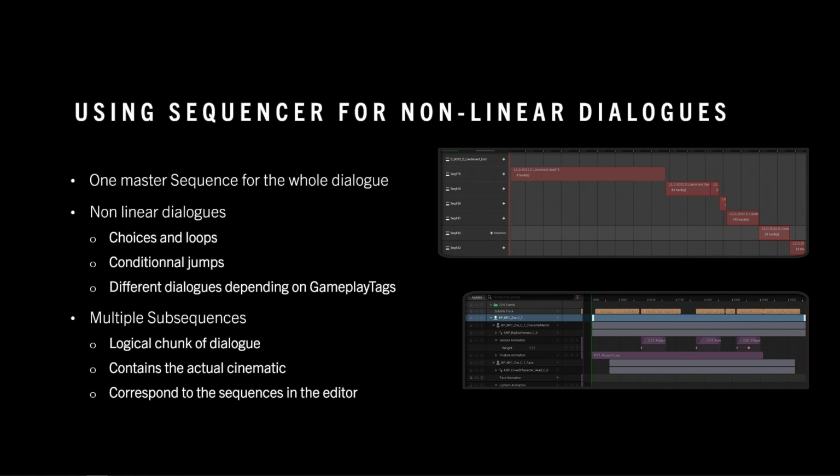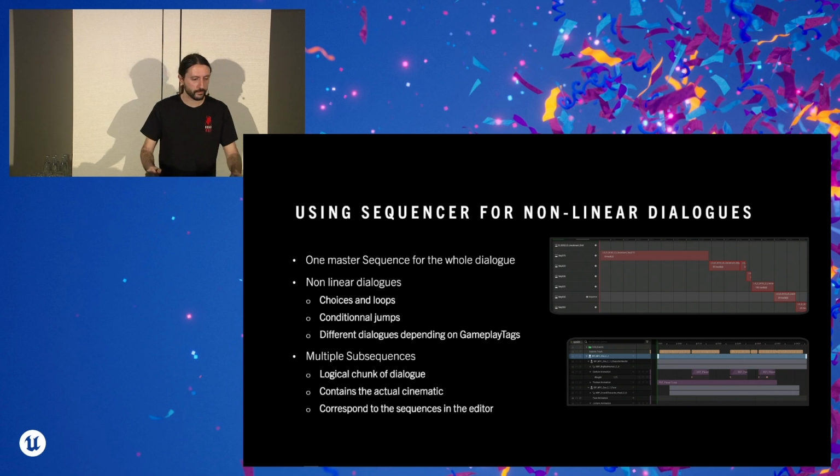So what we did is we made one big sequence for the whole dialogue that we call the master sequence. And then inside of it, we create subsequences. And these subsequences correspond one-to-one to the sequences we showed in the dialogue editor. So basically each of these red subsequences are a logical chunk of a dialogue. And every time you have a jump or a choice, new sequence.